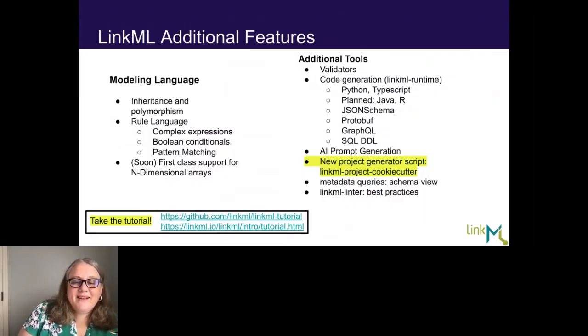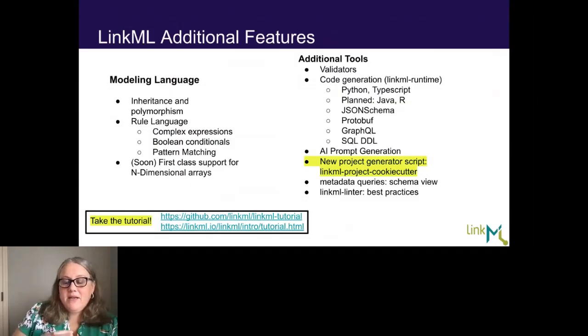Right, so there's lots of other features, and I probably don't have time to go into all of them today, but we talked a little bit about lots of them. So LinkML, the modeling language itself, has the ability to do inheritance and polymorphism. We have a rule language that can allow you to write complex expressions, Boolean conditionals, and pattern matching for any of your slots or attributes in your model. We have almost done first-class support for n-dimensional arrays. We have a lot of additional tools, right?